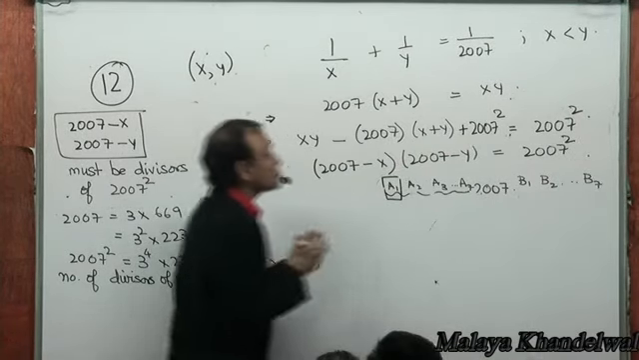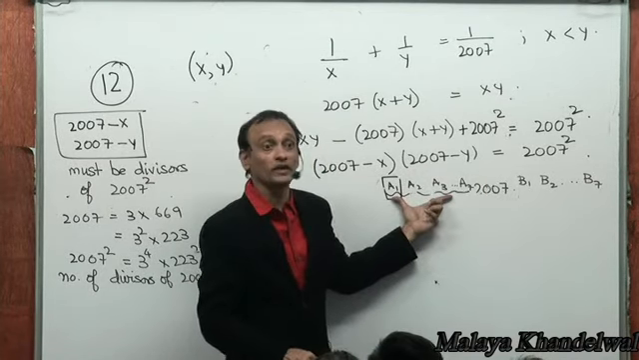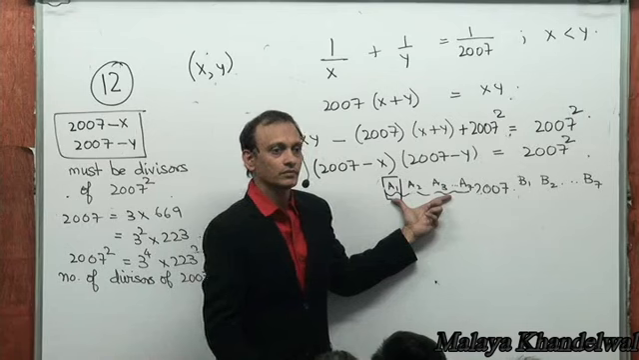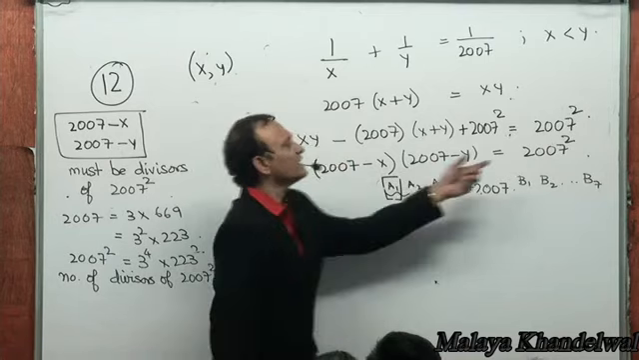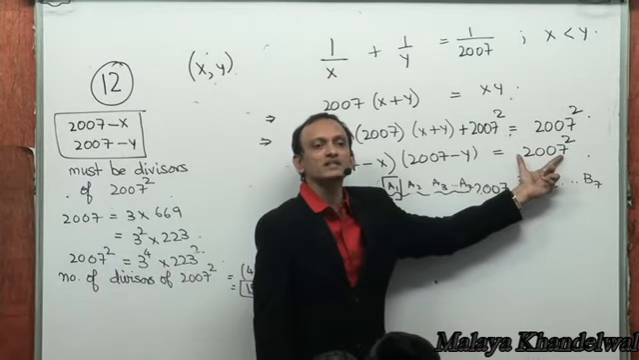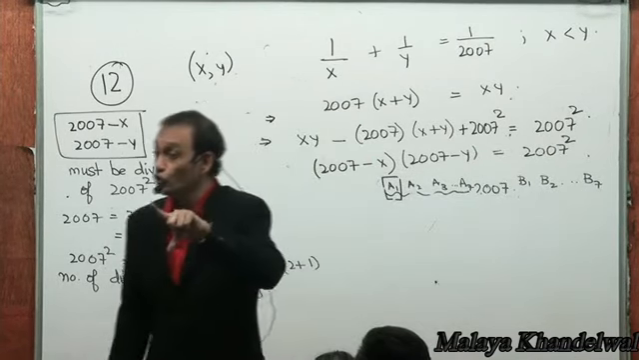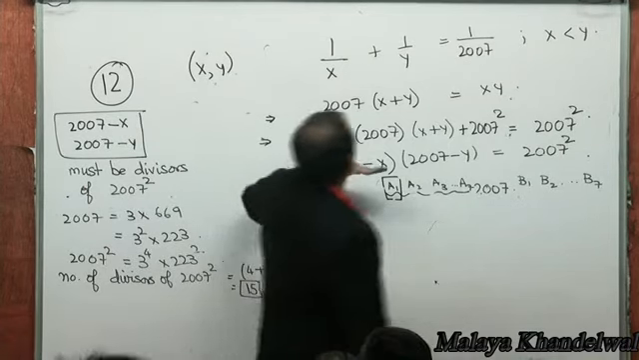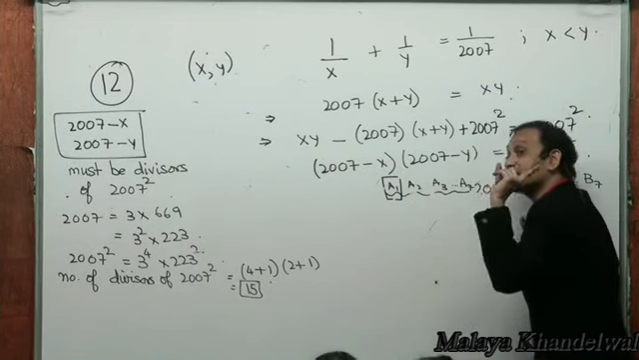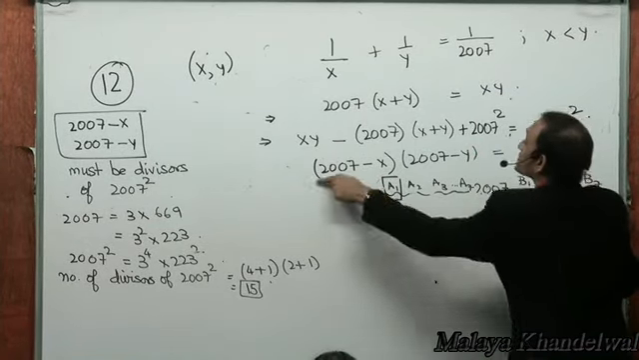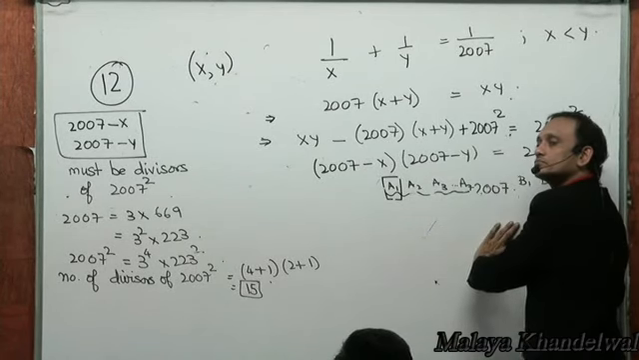So the first number could have been A1, A2, A3, up to A7. There are 7 ways. There are only 7 ways. Yes or no? I could have done that. So there are only 7 ways in which I could have expressed 2007 squared as a product of two unequal factors. 2007 minus x and 2007 minus y are unequal factors. So there are only 7 ways in which this could be expressed as a product of two unequal factors. 7 ways. Yes or no?